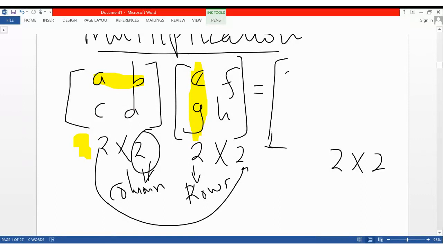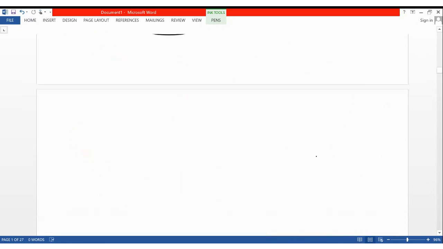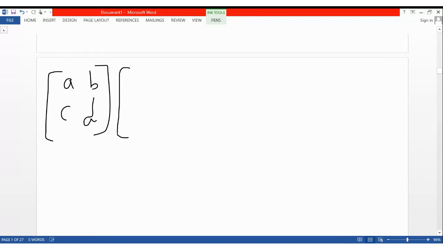My board is not big enough, so let me do it again here further down. A, B, C, D, and then E, F, G, H.